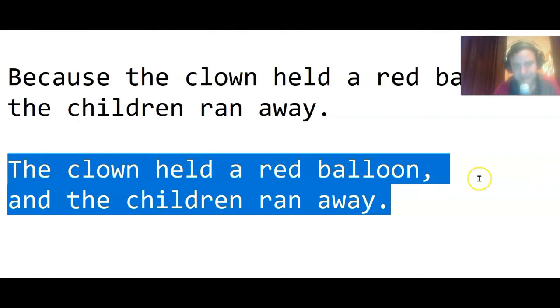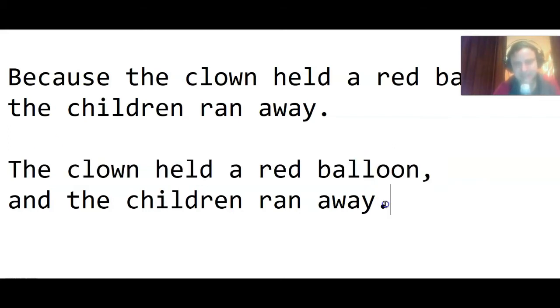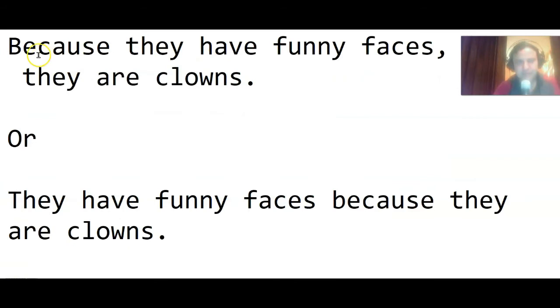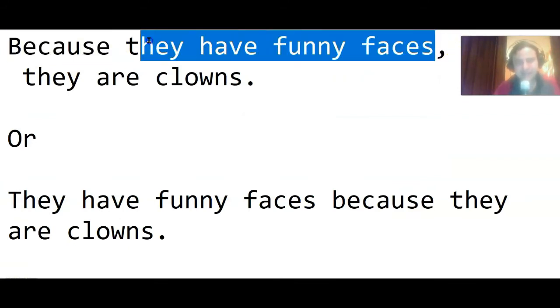Notice, however, that always one of the clauses is independent. The clown held the red balloon remains independent. So in any kind of sentence, there always has to be at least one independent clause. Here we go. Because they have funny faces. If it was just they have funny faces, that is a complete standalone sentence.